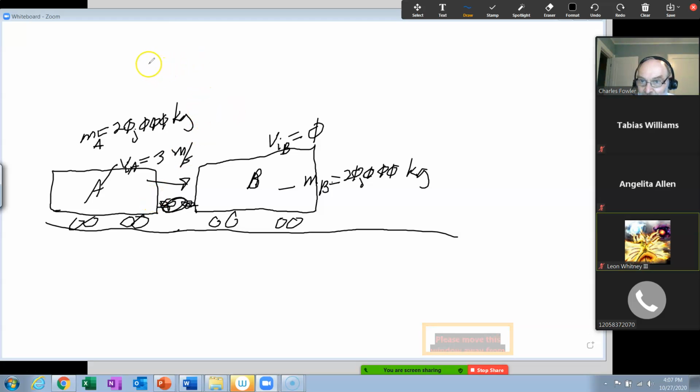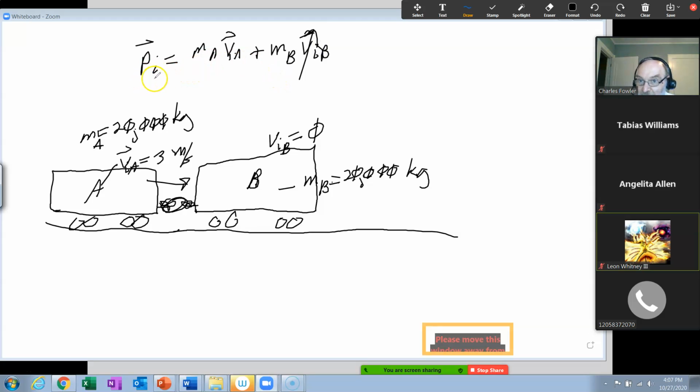So this is your initial momentum of the system, the entire system, and this is a vector quantity. This, of course, is the 0 vector. It doesn't have anything. So the initial momentum of the system here is the mass of car A times the initial velocity of car A, plus the mass of car B times the initial velocity of car B. But this is 0, so this has no contribution.